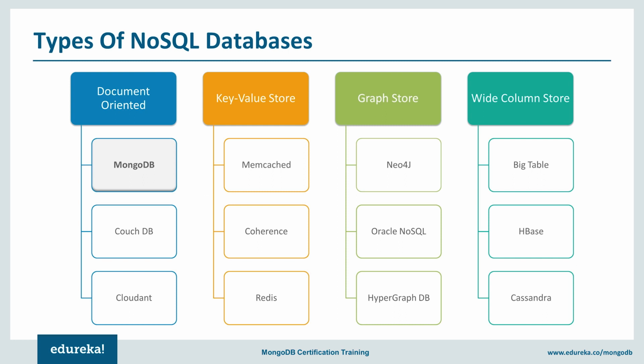Right, so for the types of NoSQL databases: in document, we have Mongo, Couch, and Cloudant. These are the popular ones. In key value, we have Memcache, Couchbase, and Redis. In graph, we have the Oracle NoSQL store, OrientDB, and Neo4j. In column based, we have Bigtable, HBase, Cassandra, and a few commercial ones like AWS's DynamoDB.